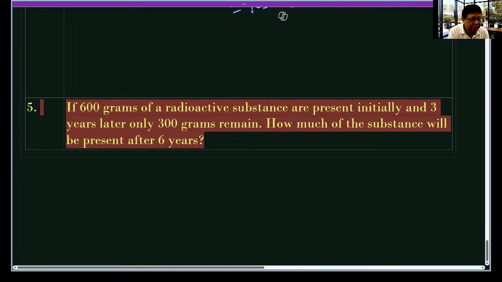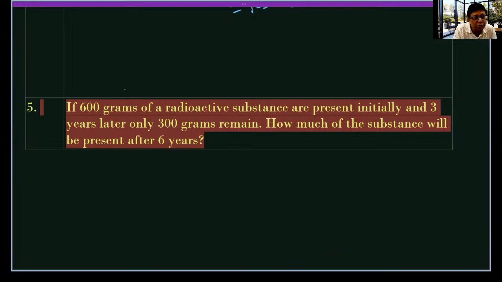600 grams of radioactive substance, just read the sum, are present initially, and 3 years later only 300 grams remain. How much of the substance will be present after 6 years? Not a difficult sum at all. Why is this information given? Is it decay or growth? First you decide. Obviously decay, radioactive substance. There is no chance of the amount growing, so it will decay.